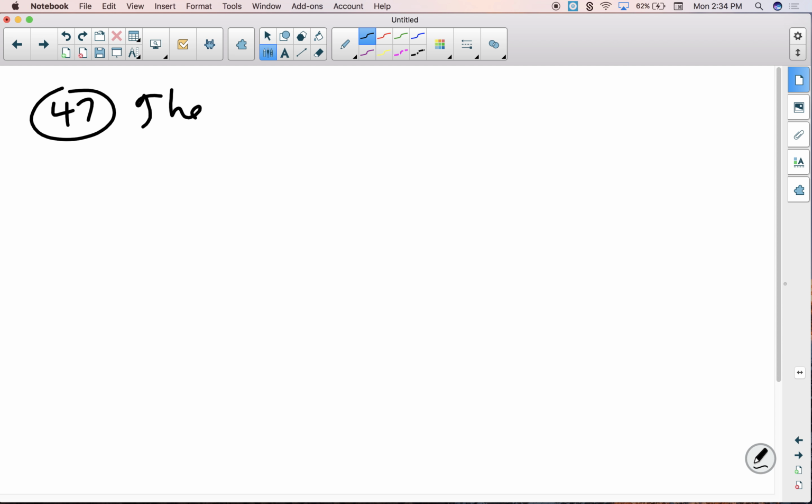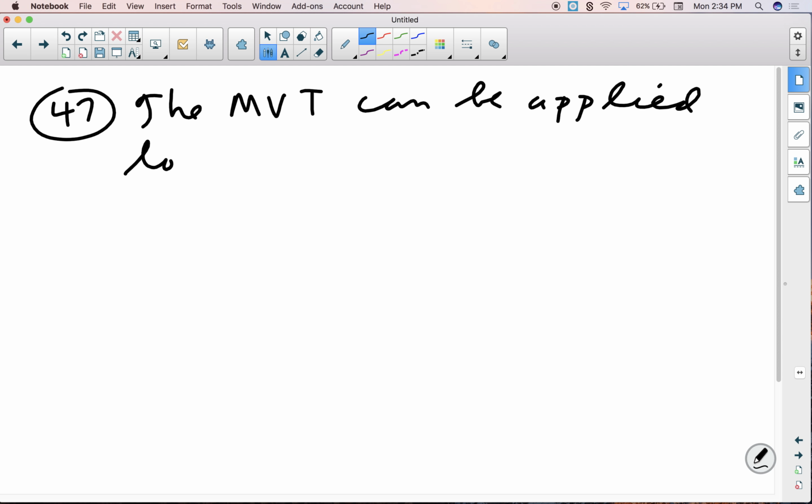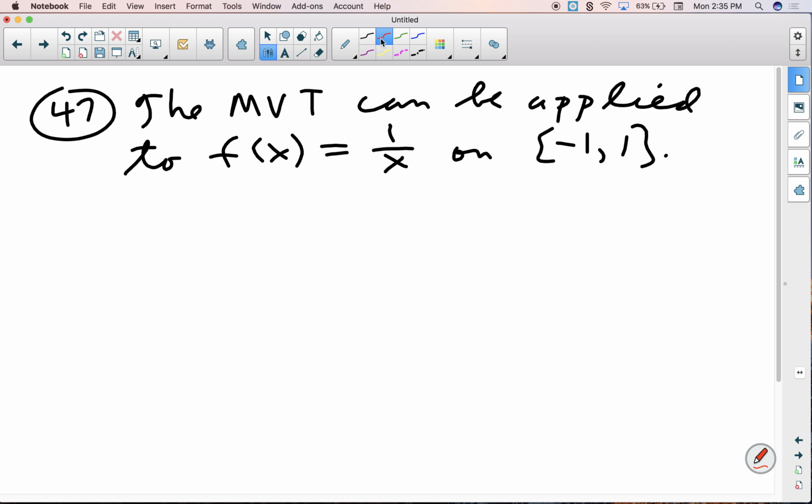47. All right. The mean value theorem can be applied to f of x equals 1 over x on the interval. True or false? False. f is not defined at 0, so it's not continuous on the interval. Oh, yeah, that's what we just said.